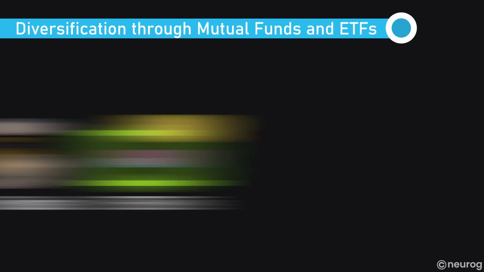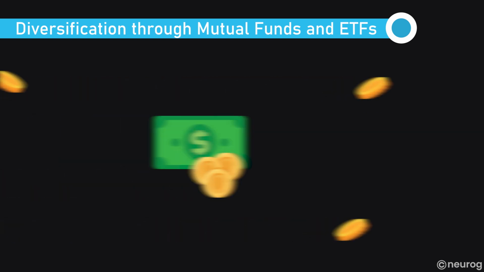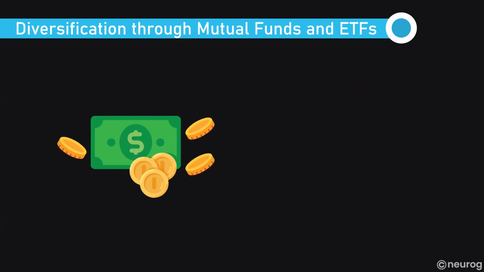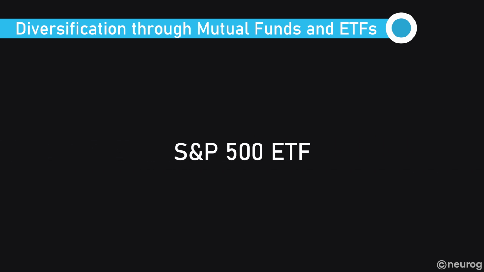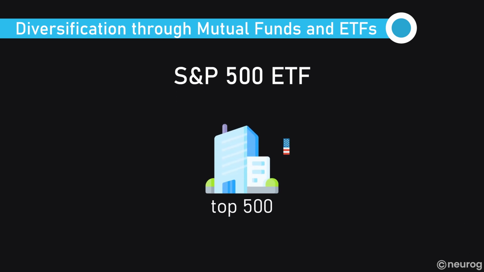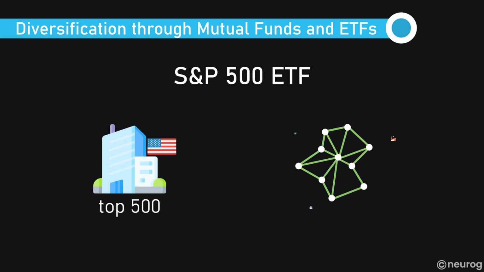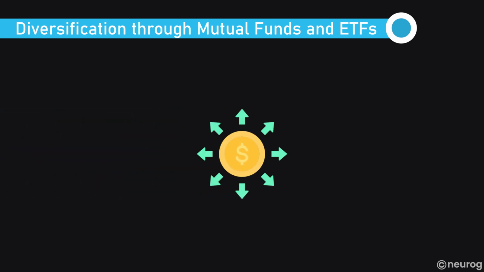Mutual funds and exchange traded funds, ETFs, are excellent tools for diversification. They pool money from many investors to buy a diversified portfolio of stocks, bonds, or other securities. For example, an S&P 500 ETF provides exposure to the top 500 companies in the US, spanning various sectors, offering broad market diversification. While diversification is vital, be cautious of over-diversification.